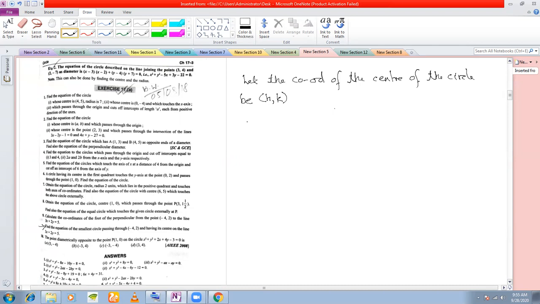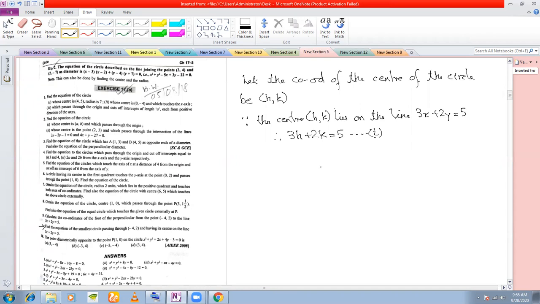Now if you see, it is given here that the center lies on the line 3x + 2y = 5. So since the center lies on the line, it must satisfy this equation. Therefore 3h + 2k must be equal to 5. Call this equation number 1.